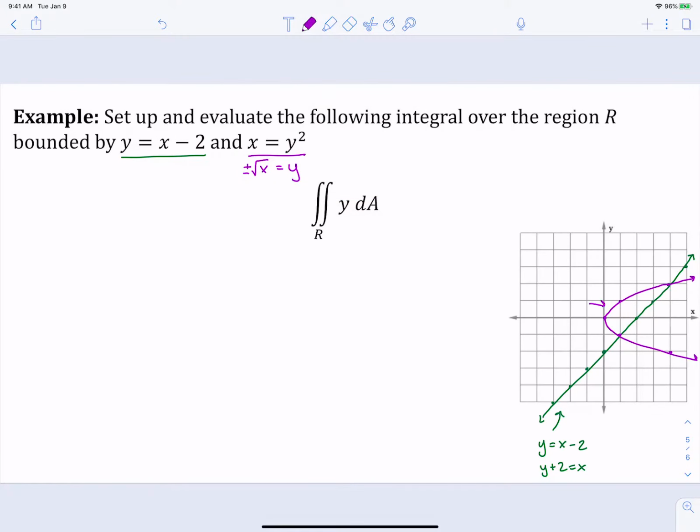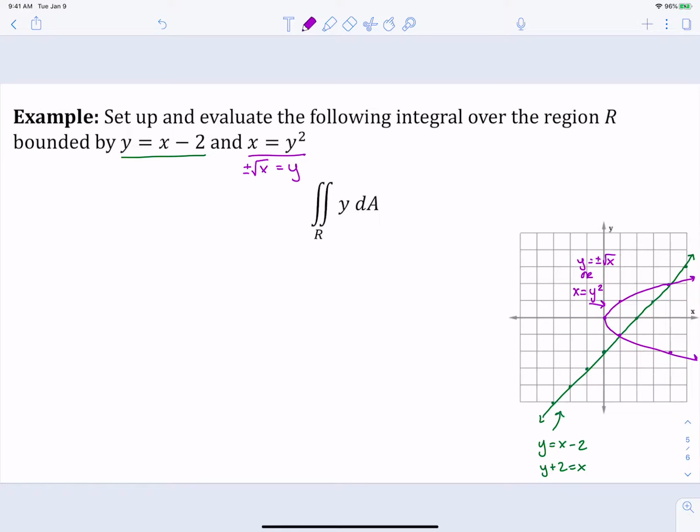Same with this guy here. This would be x equals y squared, or it is y is equal to plus or minus the square root of x. Again, if you graph y equals x squared in Desmos, you do get that sideways parabola. To graph the other one, you'd have to graph it in two pieces to get the top and the bottom.